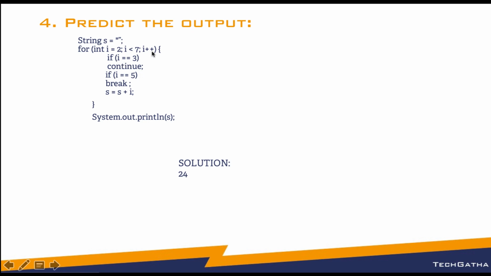It increments the value of i from 3 to 4. Now i is 4. It checks 3, no, 5, no. It comes here. It concatenates the previous 2 with the 4, that is the value of i, 2, 4. Now the value of i is 5. This is false, but this is true. The loop breaks. The output is 24.